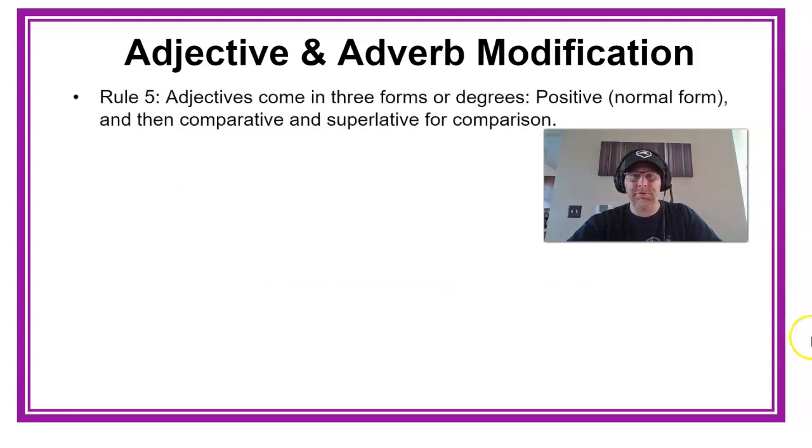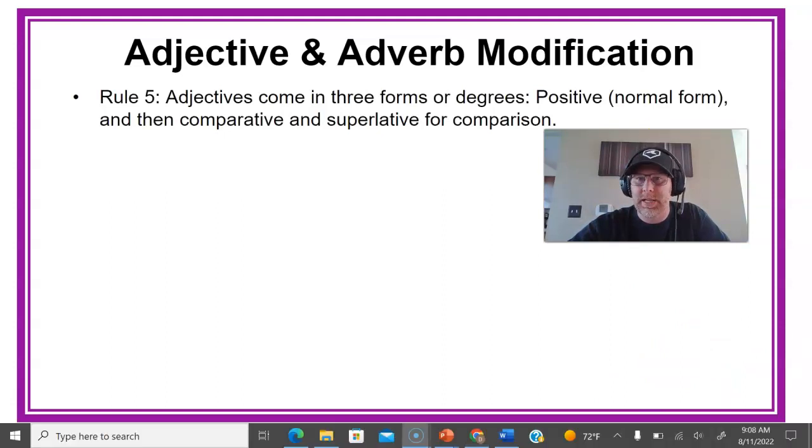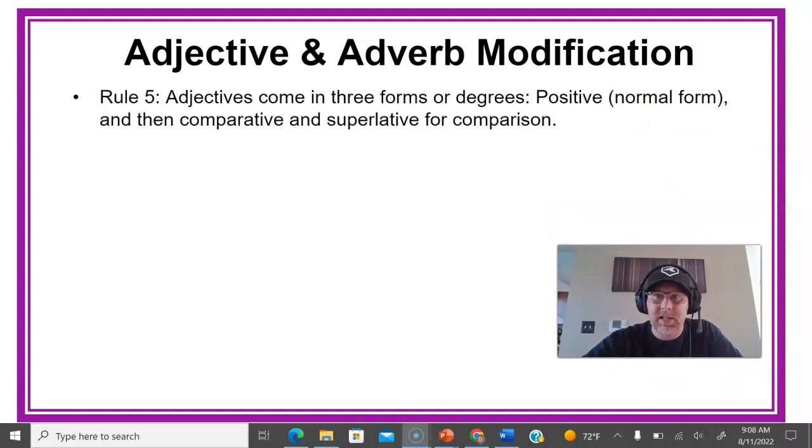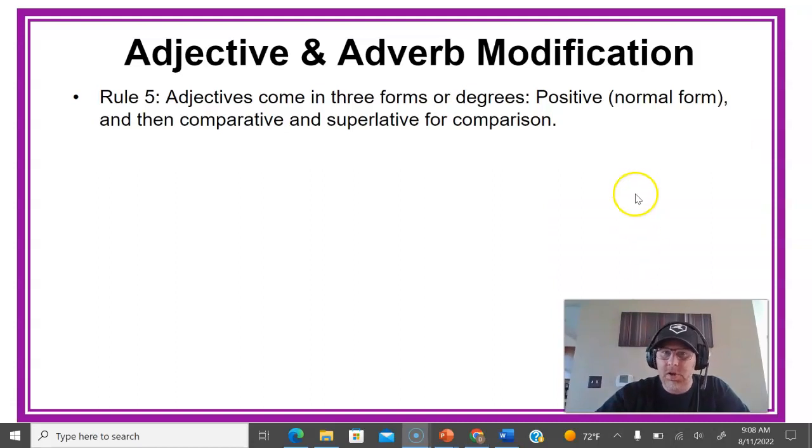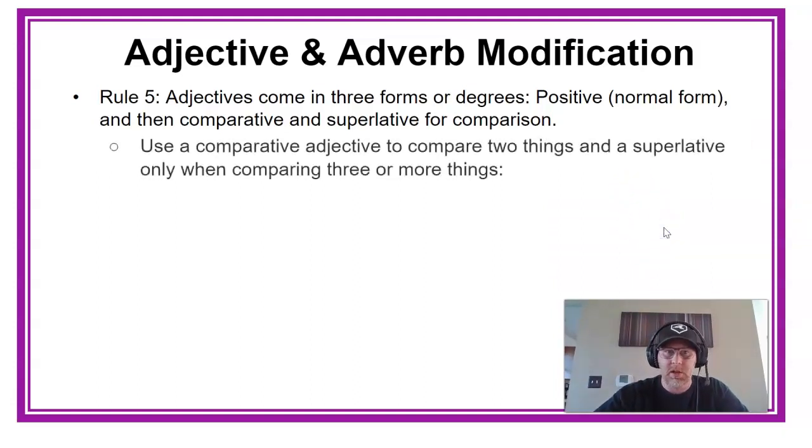And finally, our fifth rule is that adjectives come in three forms or degrees. Okay, they are either positive, comparative, or superlative. What does this mean? Well, a positive adjective is only going to be describing one thing. Comparative is going to compare two things. And superlatives are going to compare what? More than two, three or more, okay?